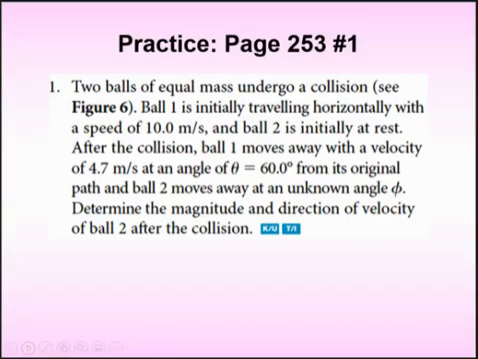Okay, so they have equal mass and undergo a collision. See figure 6. Okay, so, is this a 1D or a 2D? Definitely 2D, because that means they're going to deflect for sure, because their centers of mass are not lined up. Okay, ball 1 is initially traveling horizontally with a speed of 10. It's coming in at 10. Ball 2 is staying still, waiting for the collision. After the collision, ball 1, the green one, moves away with a velocity of 4.7, which makes sense. It lost so much speed, at an angle of 60 degrees from its original path, and ball 2 moves away at an unknown angle.